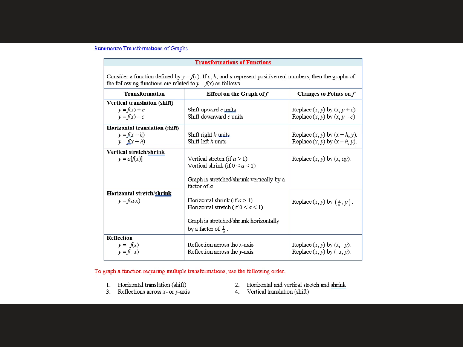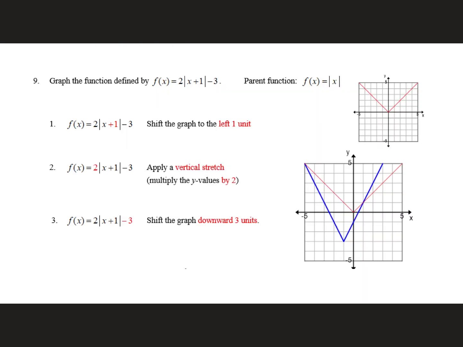So here's a summary of all of our transformations. And then down here at the bottom is the order in which they expect you to perform these transformations. So notice that the first thing you're going to perform is a horizontal translation. Then do your stretches and shrinks. Then reflect. Then do your vertical transformations, which are your up-down shifts. So as you're following through these examples in the textbook and these practice problems, refer back to this order as you are performing your transformations.